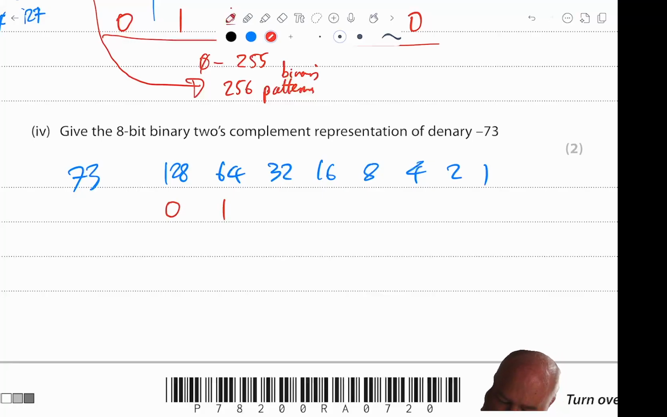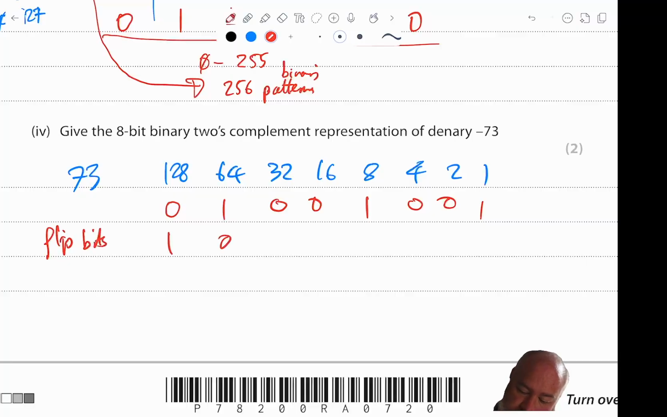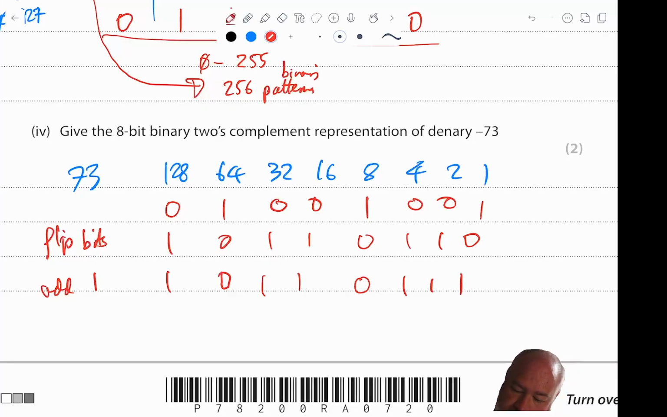We just need a 6 and a 9. We need a 9. So we don't need those. So represent a positive value, then flip the bits: 1, 0, 1, 1, 0, 1, 1, 0, and add 1 to it. So 1, 1, 1, and that should be minus 73.